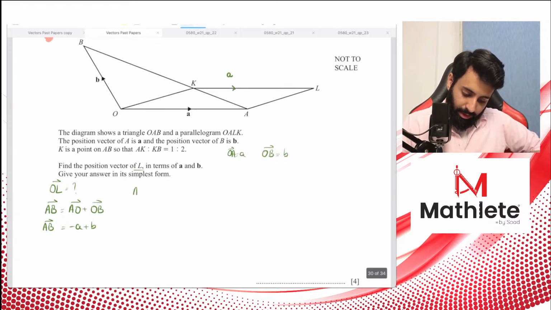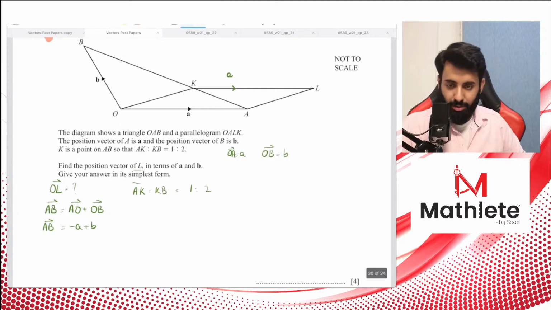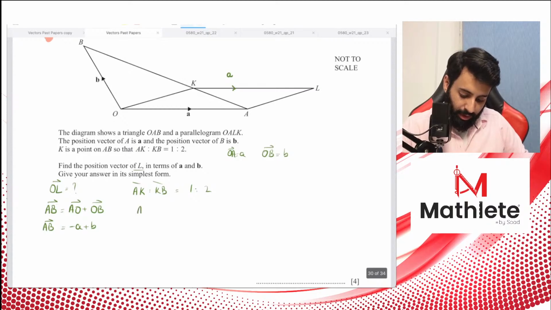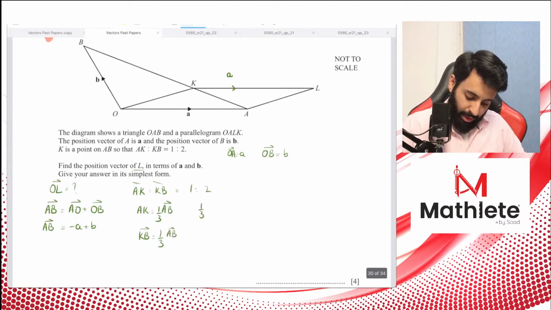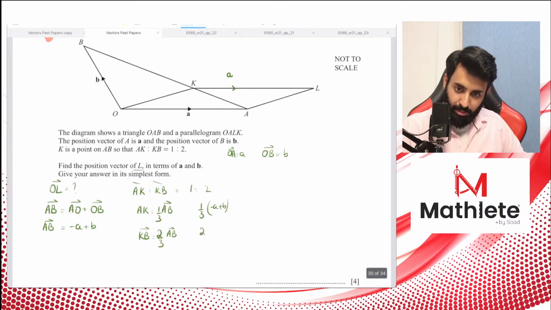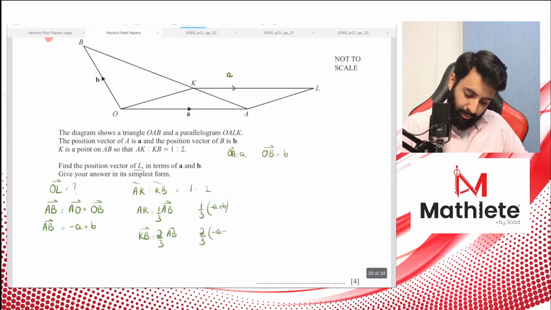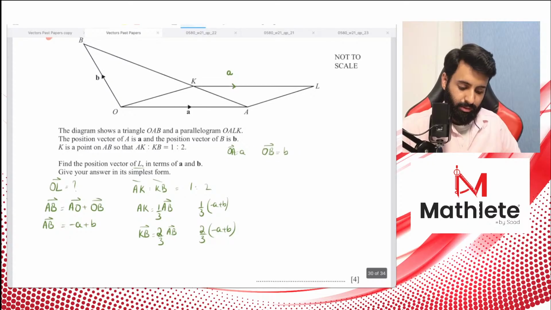Now, the question tells you that AK and KB are in the ratio 1:2. The thing is, you don't know what AK is, you don't know what KB is. But what you can do is find out AK as a fraction of the total. That means it's going to be equal to 1/3 of AB. And at the same time, you can find out KB as a fraction of the total. So in other words, AK is going to be 1/3 of minus A plus B. And KB is actually going to be 2/3 of minus A plus B. Now, how does this help? We don't know, but pretty sure it's going to help.